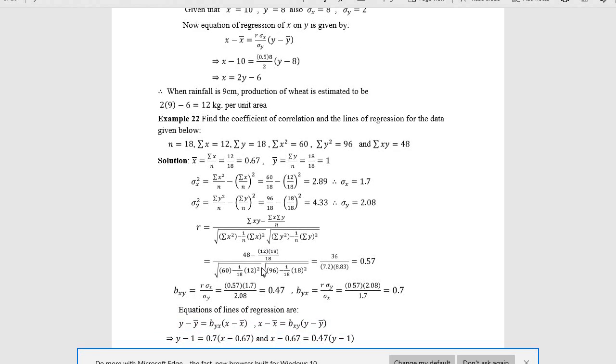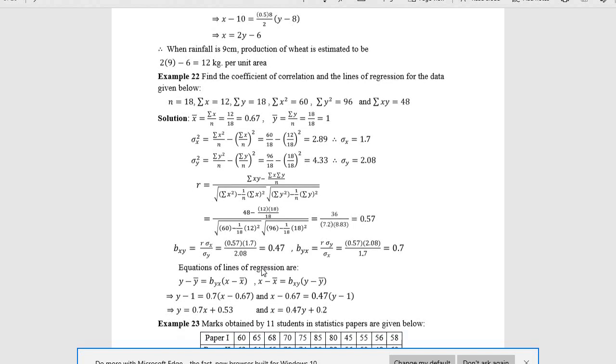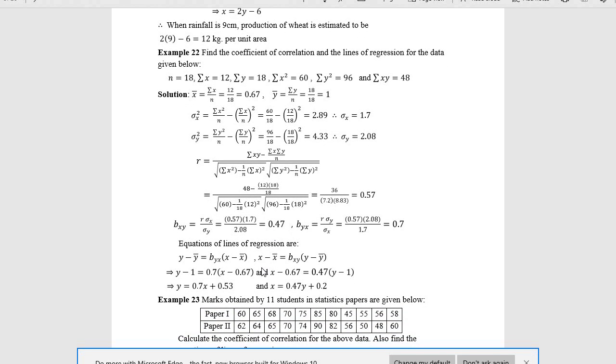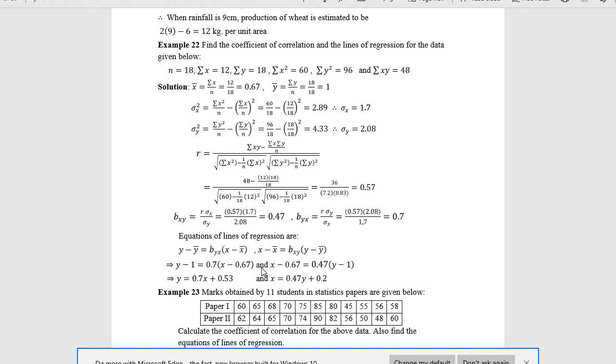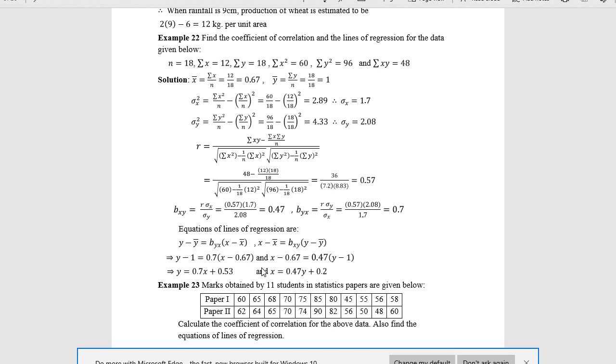Similarly, in example 22, the coefficient of correlation, some data is given: sigma x, sigma y, x bar, y bar, and with the help of that, we can calculate sigma x square, sigma y square, and the R value. Another formula for correlation coefficient, this is an important formula. Alternately, there are plenty of formulas. This is also a very important formula. You highlight this simple formula to calculate the coefficient of correlation, 0.57.